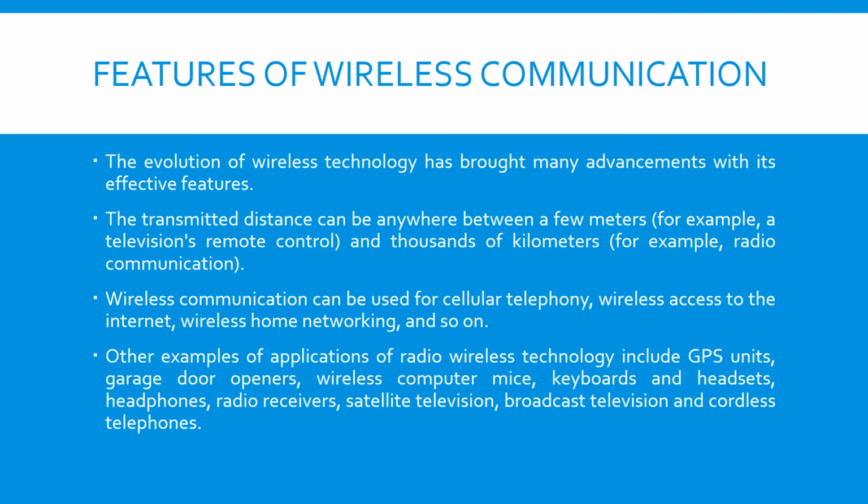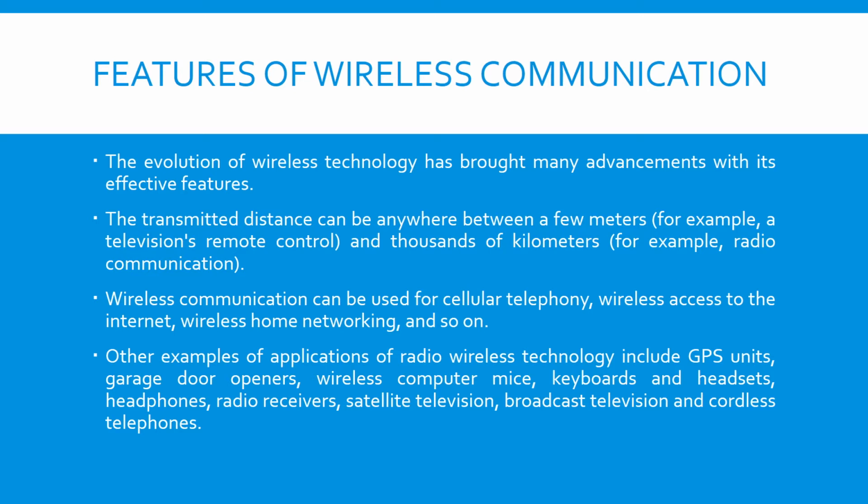Now, the wireless communication can be used for cellular telephony, wireless access to the internet, wireless home networking, and so on. There are so many applications of this wireless technology. We can connect our mobile phones to the satellite or some other network, and access the internet. We can access the internet through this wireless technology, and we can have a small PAN, that is personal area network, in a house. We can connect our laptops and our mobile phones with each other for information exchange.